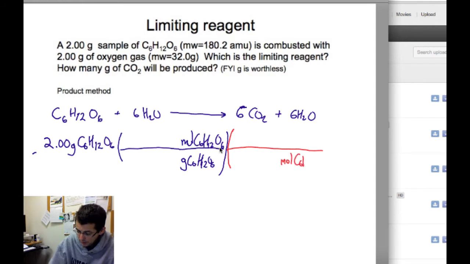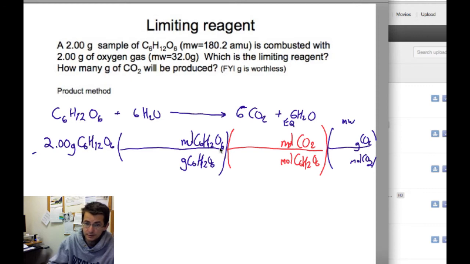And once we have that conversion, we can then use our equation to relate moles of C6H12O6 to moles of CO2. And then from there, we can go from moles of CO2 back into grams of CO2 using the molecular weight. Again, the molecular weight statement, our equation, and our molecular weight. And then we can fill in the numbers from our problem.